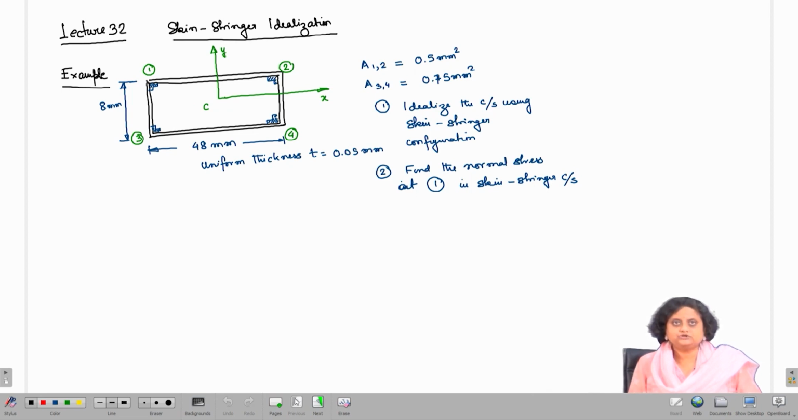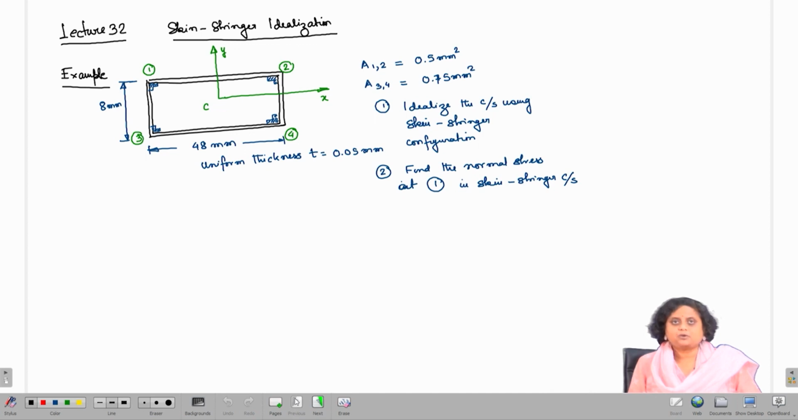There are 4 stringers 1, 2, 3 and 4 located at the 4 corners of the rectangle. The area of the top 2 stringers, that is 1 and 2, is given as 0.5 millimeter square, whereas the area of the bottom 2 stringers, that is 3 and 4, is 0.75 millimeter square. The dimension of the rectangular component is given. It is 48 millimeter in the horizontal direction and 8 millimeter in the vertical direction.